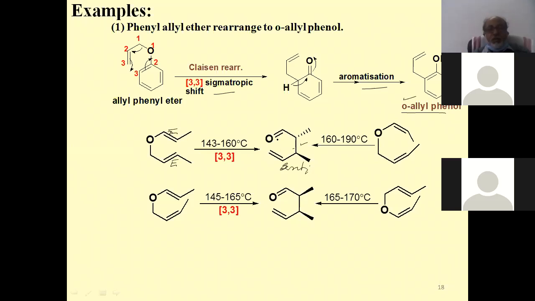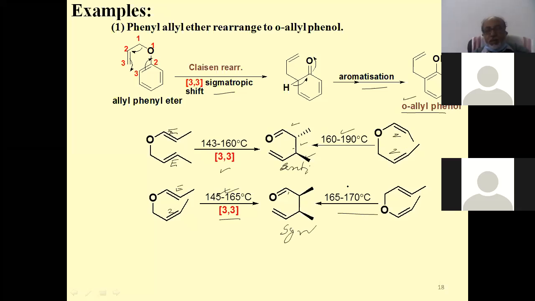The 2-methyl group here will be in the axial conformation. And this one also, if it is ZZ, will give you this product, but it is going to take place at a higher temperature. And in this case, this is E and Z. We get this syn product, and it takes place at a lower temperature. These two temperatures are more or less equal. And this is also a 3,3 sigmatropic shift.